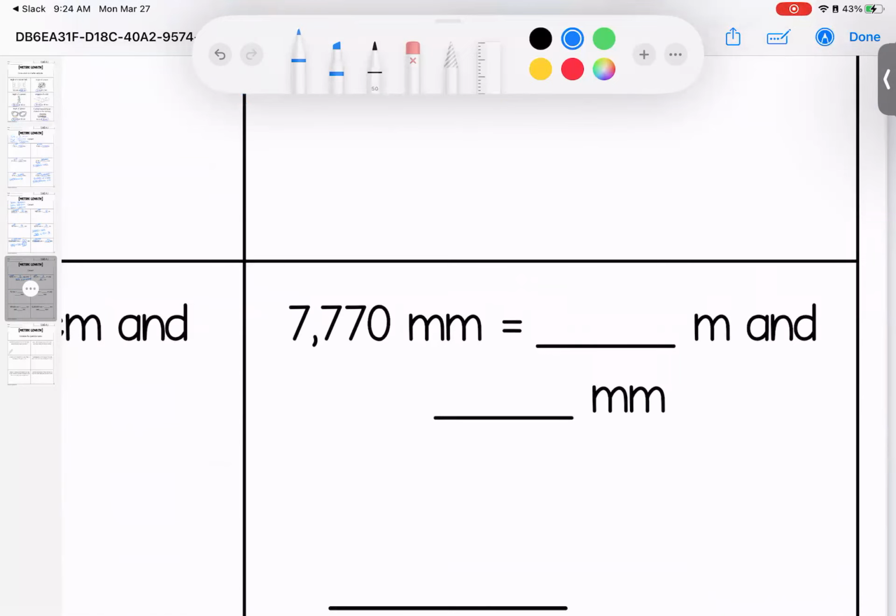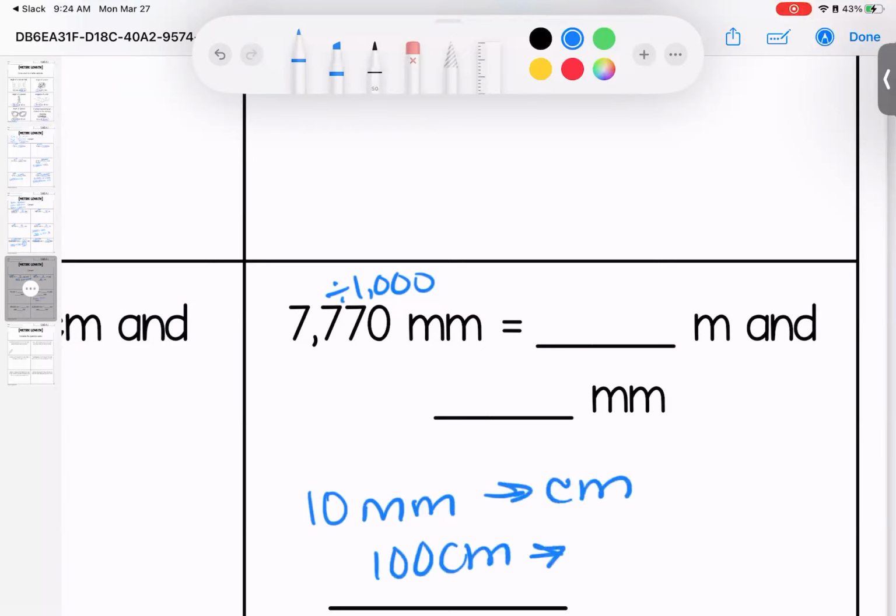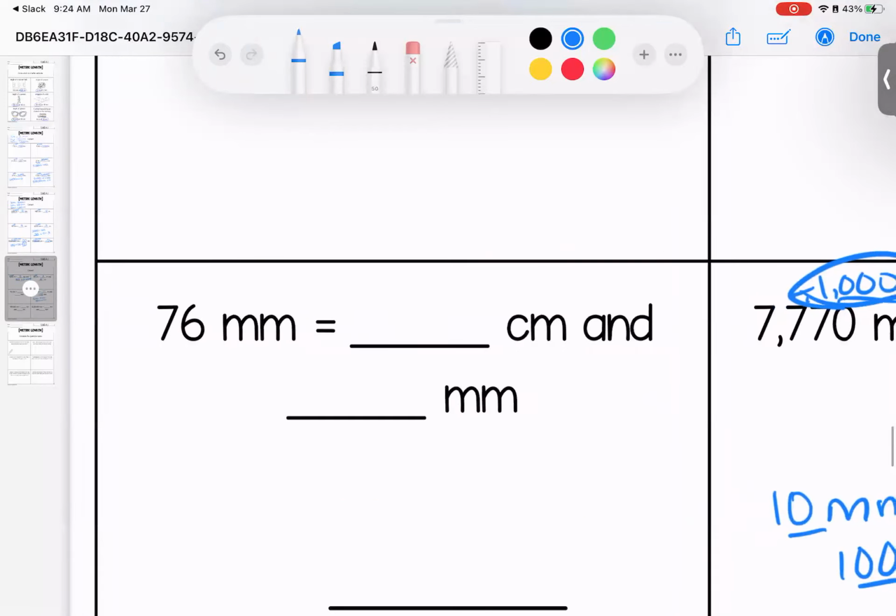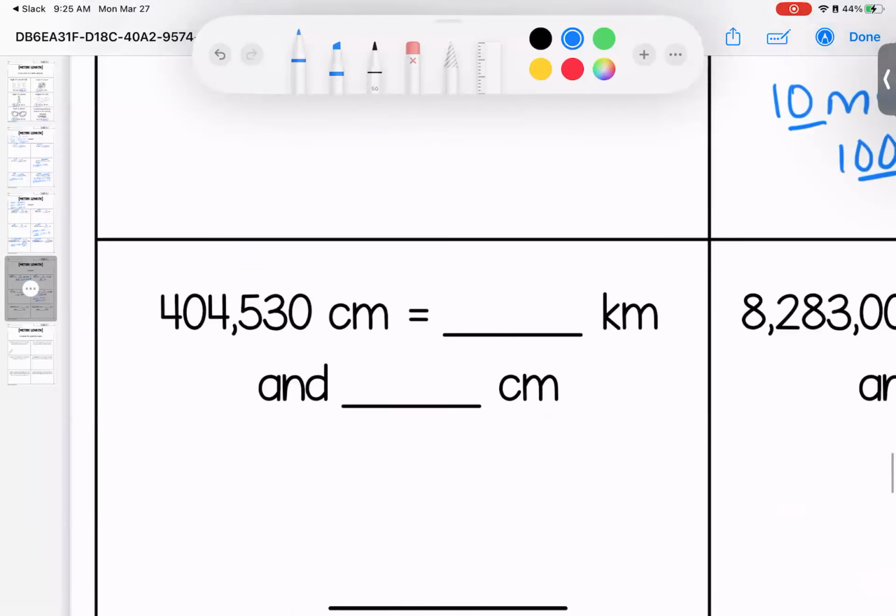Millimeters to meters, I have to divide by 1,000. And I know that because there are 10 millimeters in a centimeter, and there are 100 centimeters in a meter, which gives me 1, 2, 3 zeros. When I divide that, it's going to give me 7 meters and 770 left over again. As long as it's smaller than what we're dividing by, it is okay. Millimeters to centimeters, I divide by 10. That gives me 7 centimeters and 6 millimeters left over.